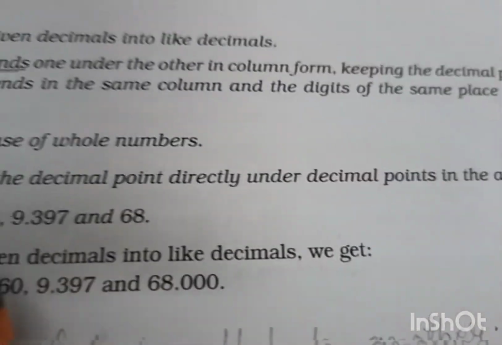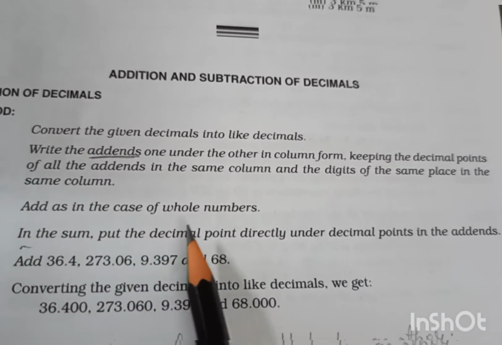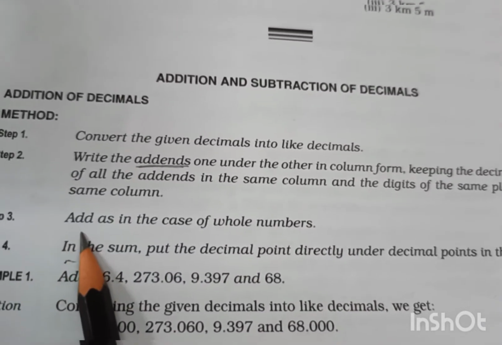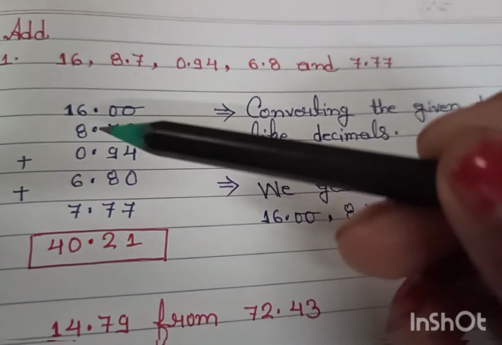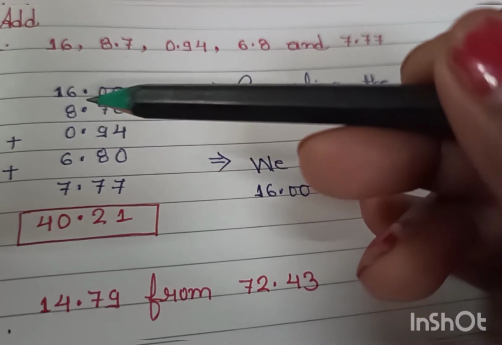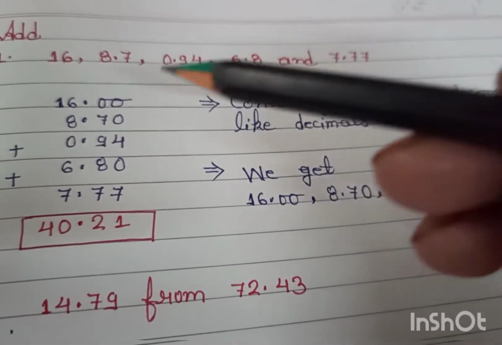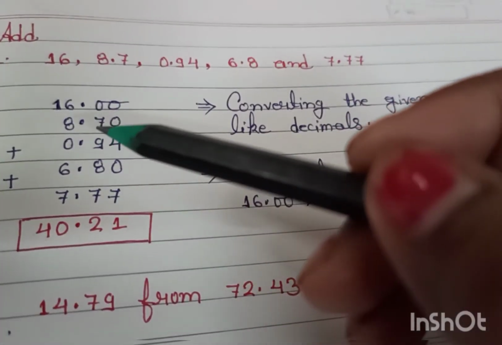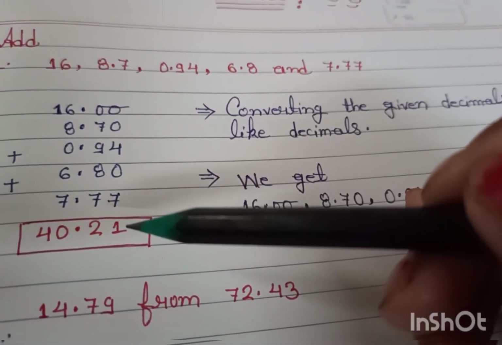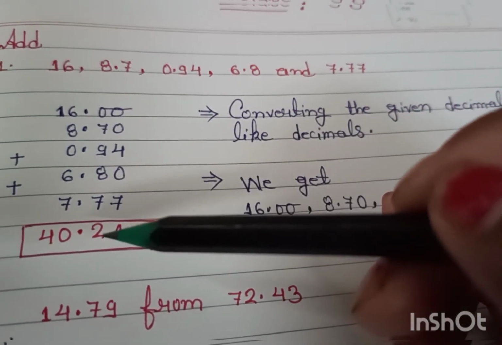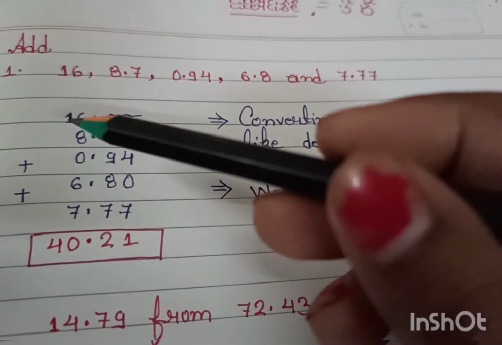Okay. Then our next step is step 3. Add as in the case of whole numbers. First of all, we will add as in the case of whole numbers. It means firstly we will add whole numbers. Then after the decimals, when you arrange the numbers, you just be careful: hundredths place below should be hundredths digits, tenths place below should be tenths digits, decimals below decimals, ones place ones, tens place tens.